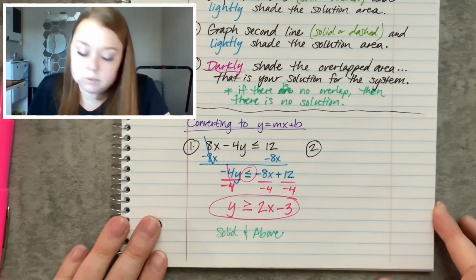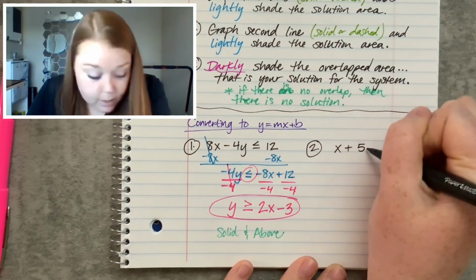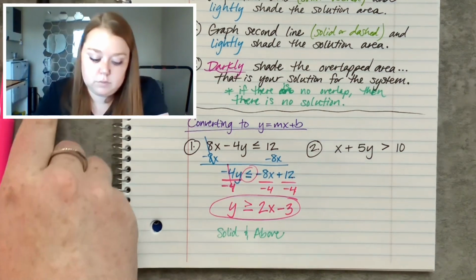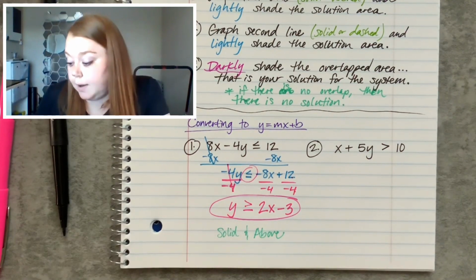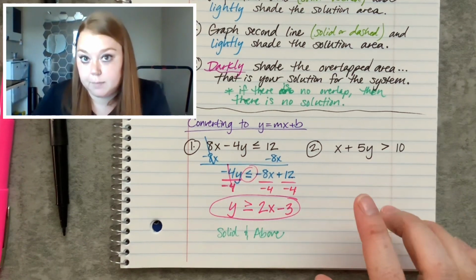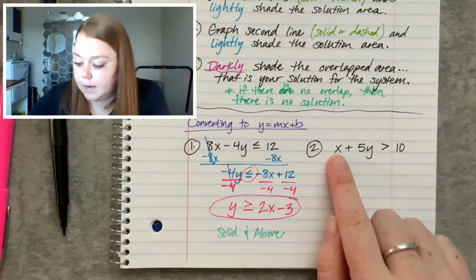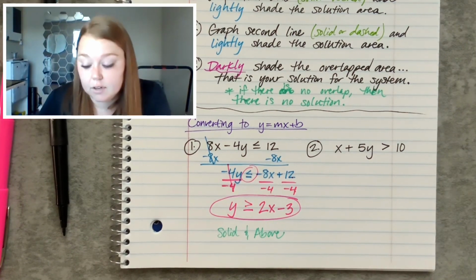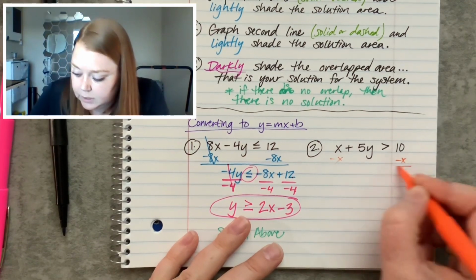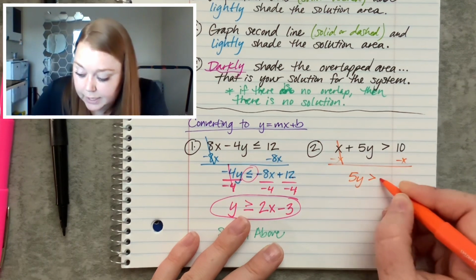Let's do another one of those. Number 2, x plus 5y is greater than 10. Okay. It's not currently in slope-intercept form. First move I'm going to make is to move that x term to the correct side. So I'm going to move that x over. How I move it, though, is I'm subtracting it. And what that means is over on the right side, it's now going to become a negative x.